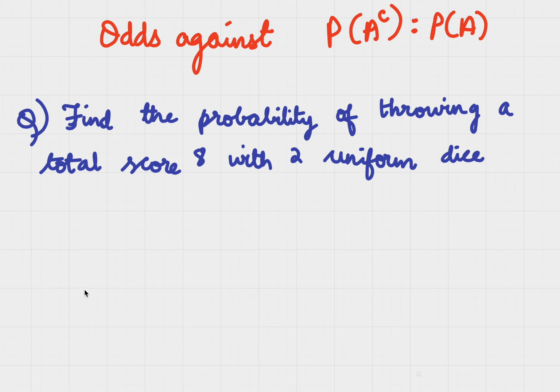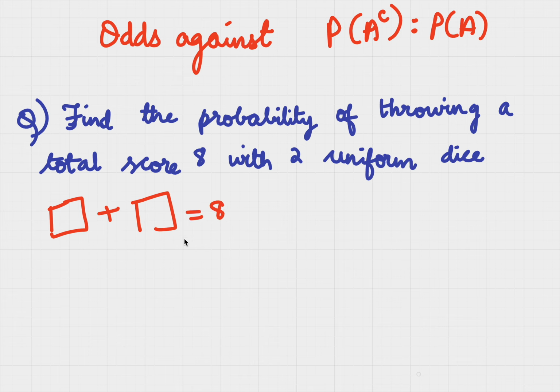Now let us solve some questions on probability. In this question we are asked to find the probability of throwing a total score 8 with 2 uniform dice. So we are going to take 2 dice. When we throw these 2 dice, what is the probability of getting score 8?